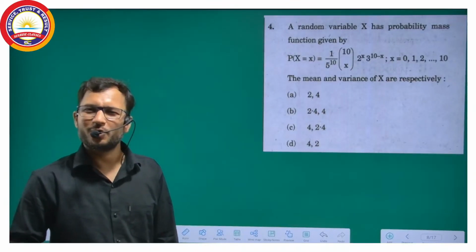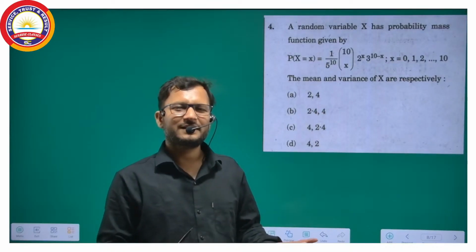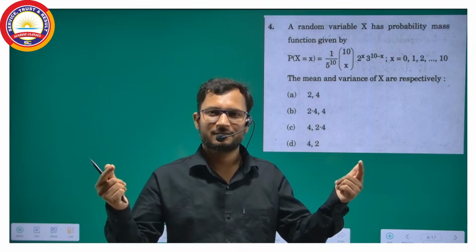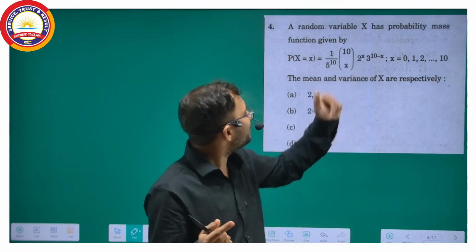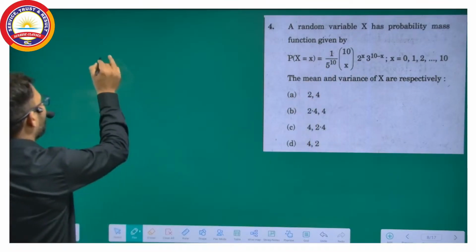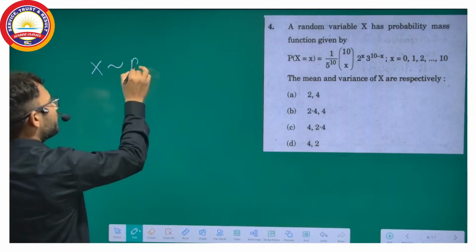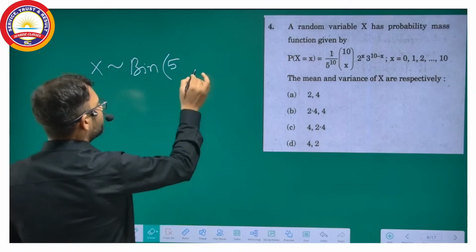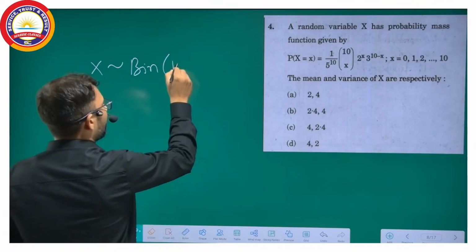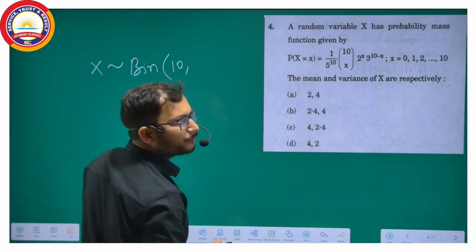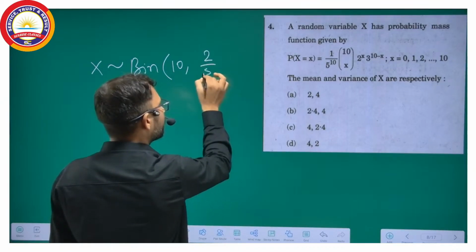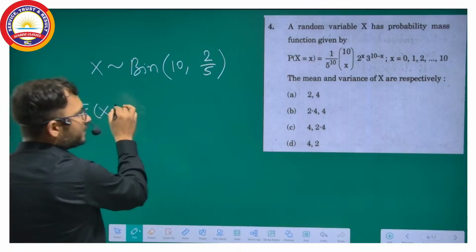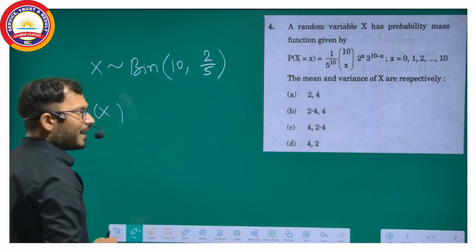Yeah, this is a so easy question, so easy that you can do it in just 10 seconds. How? This is nothing but X following binomial, binomial with n equal to 10 and p equal to 2 by 5. So obviously the expectation of X, that means the mean, and the variance of X is asked.